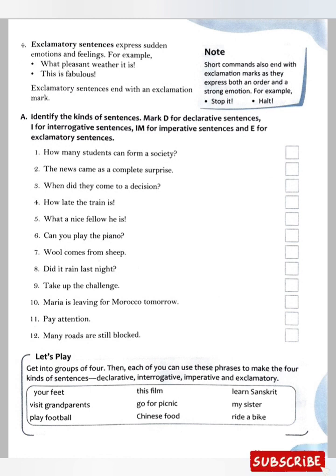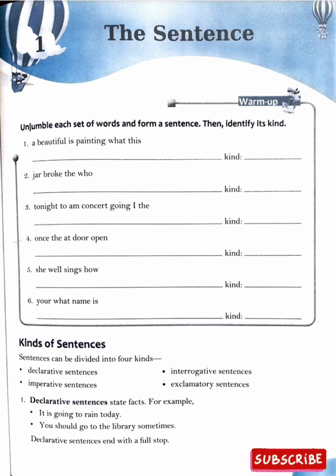Now, I hope you all understood all four sentences. Now let's do the warm-up exercise. So let's start. A beautiful is painting what this. So what should be the answer of this? What a beautiful painting this is. It is an exclamatory sentence. Jar broke the who. Who broke the jar? Interrogative sentence. Tonight to am concert going either. So the sentence will be I am going to the concert tonight.